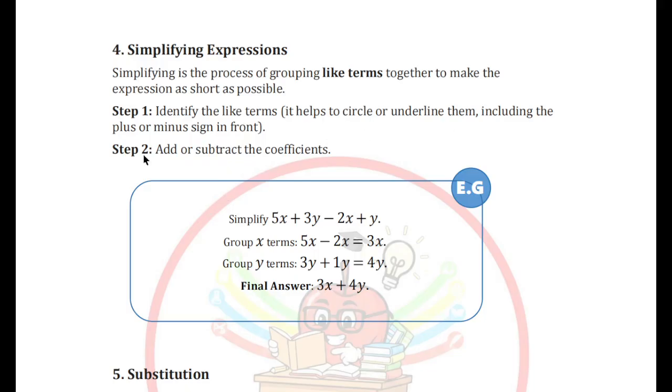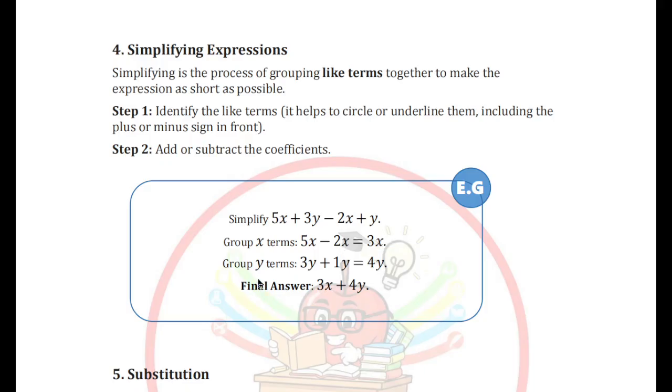So step 2, add or subtract coefficients. Like I have this example which says 5x plus 3y minus 2x plus y. The first thing you need to do is group the x terms, like 5x and negative 2x, keeping in mind the negative sign. So the 5x and negative 2x are like terms, right? So we group them together. If you say 5x minus 2x, it is 3x.